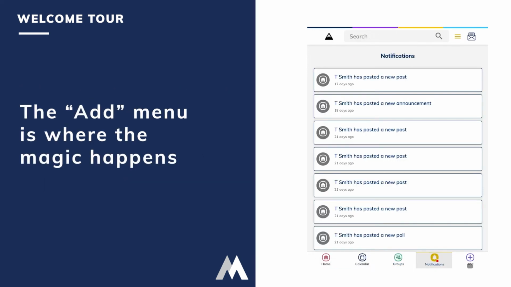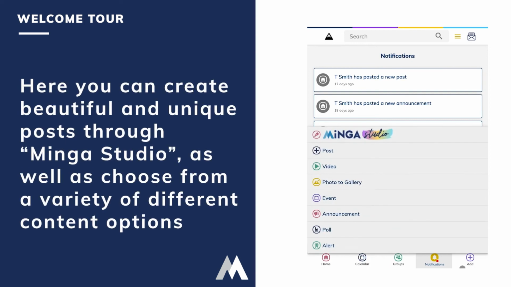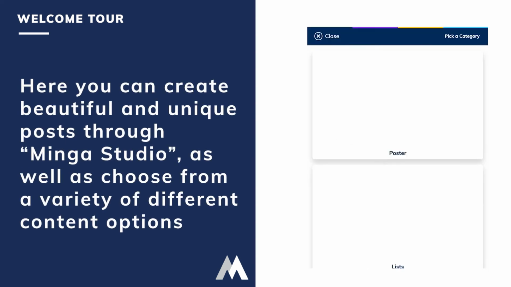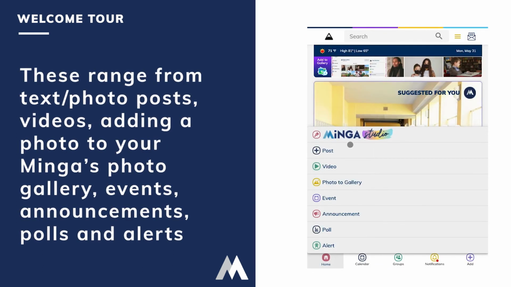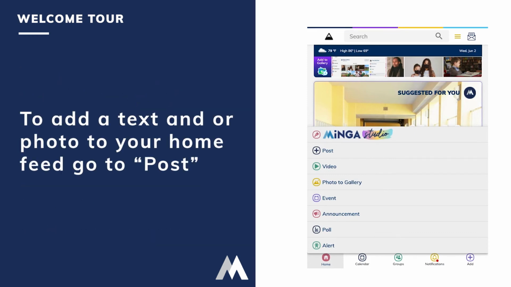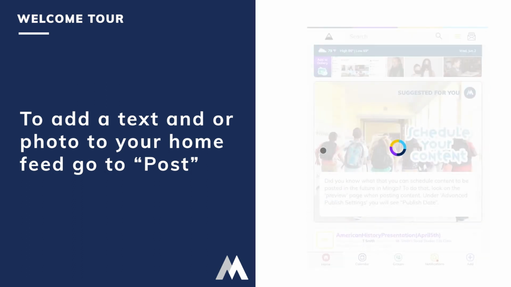The Add menu is where the magic happens. Here you can create beautiful and unique posts through Minga Studio, as well as choose from a variety of different content options. These range from text and photo posts, videos, adding a photo to your Minga's photo gallery, events, announcements, polls, and alerts. To add text or a photo to your home feed, go to Post.